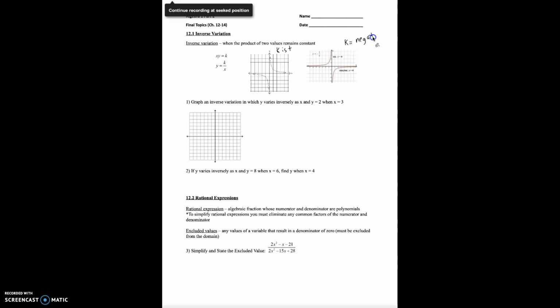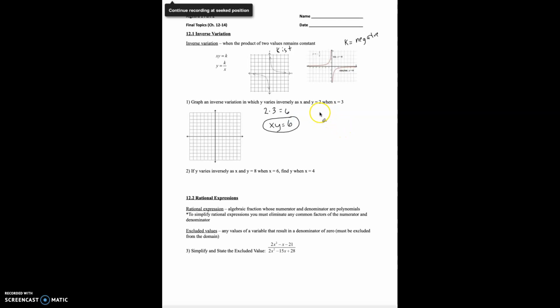With inverse variation, the one thing most of you are forgetting to do is to write that equation. So you're always going to write xy equals k and say what the constant is. Let's do this example here. Graph an inverse variation, y varies inversely as x, y is 2 and x is 3. So xy equals k, 2 times 3 equals 6. So the equation I'm graphing is xy equals 6. That is my inverse variation equation for this situation.